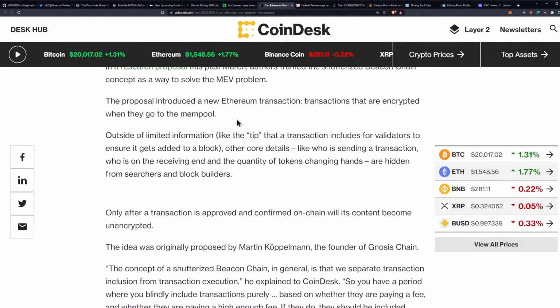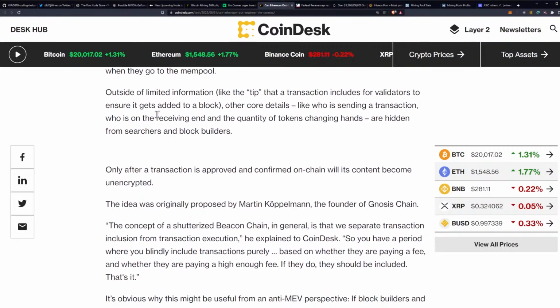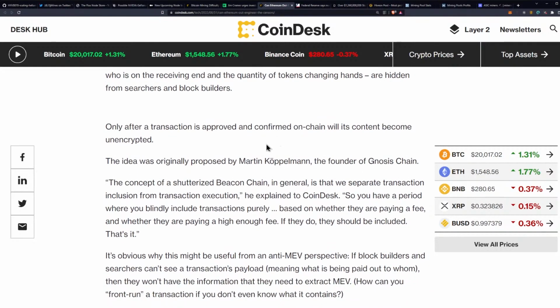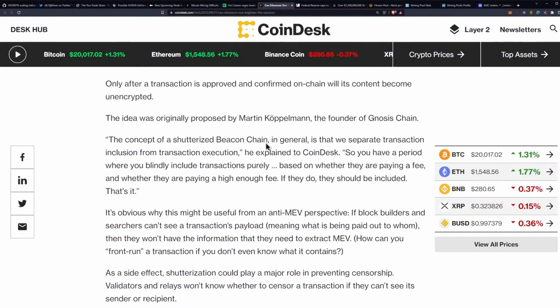The proposal introduced a new type of Ethereum transaction that is encrypted when it goes to the mempool. Outside of limited information like the tip that a transaction includes for validators to ensure it gets added to a block, other core details like who is sending the transaction, who is on the receiving end, and the quantity of tokens changing hands are hidden from searchers and block builders. Only after a transaction is approved and confirmed on chain will its content become unencrypted.